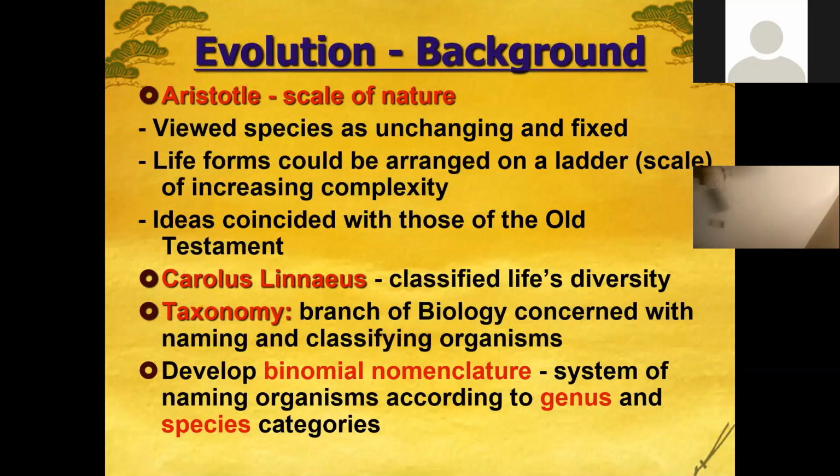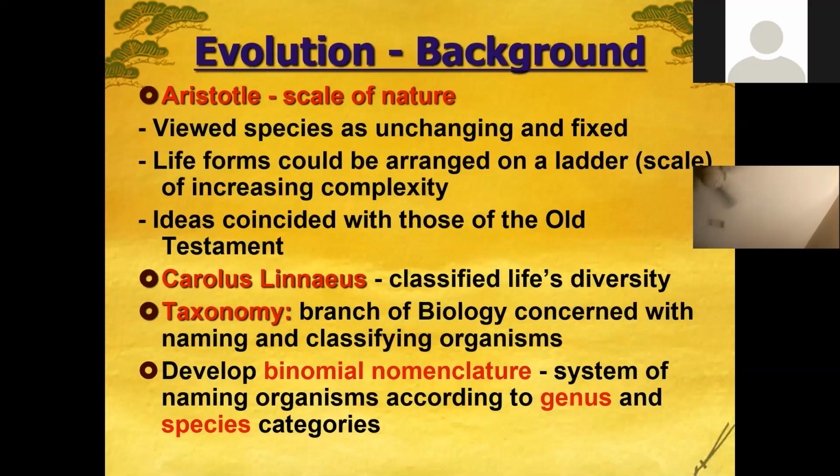Aristotle first proposed this idea called the scale of nature. Now, he viewed species as unchanging, as pretty much being fixed. Now, if you're having trouble with fixed, what does that mean? Fixed just means that they don't change over time, that someone put all this life on this planet and it's been like that forever and it hasn't been changing whatsoever.